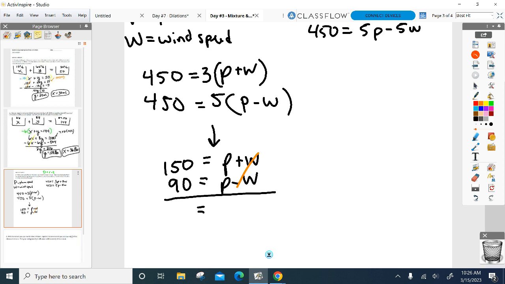What are you left with on the right side? I'm worried now. This is why. Not P. How many do you have there? 2P. So, don't just say P equals and then add them together. No, 2P. There's 2 of them there. Equals 240.